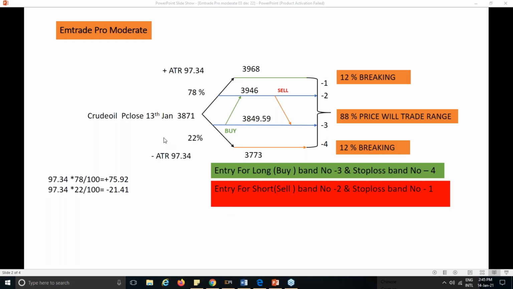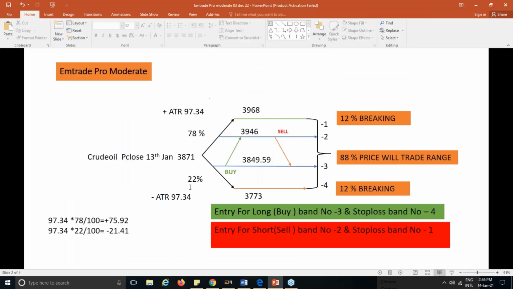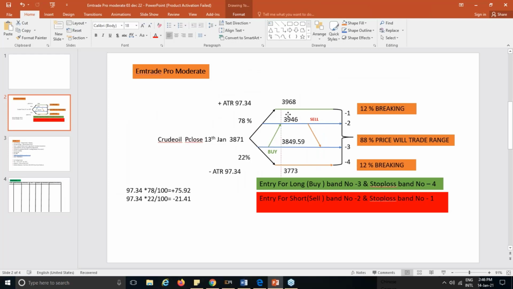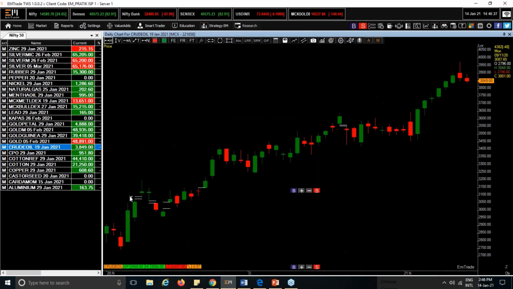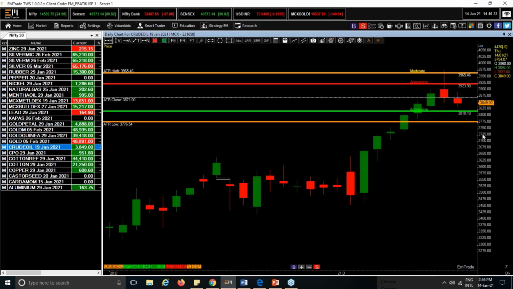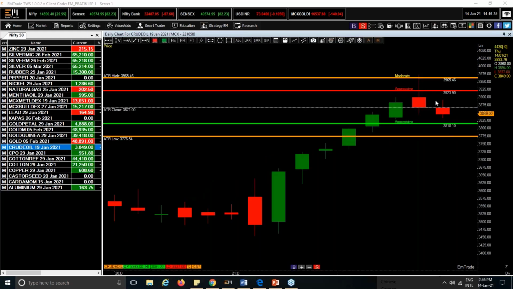So we did this calculation for crude oil. The same way you can do the calculation for different stocks, and we can check some more examples. We don't need this ATR line on my screen, so I just remove it. This is your crude oil. Just click on the Fibonacci ATRs and look at these two candles.